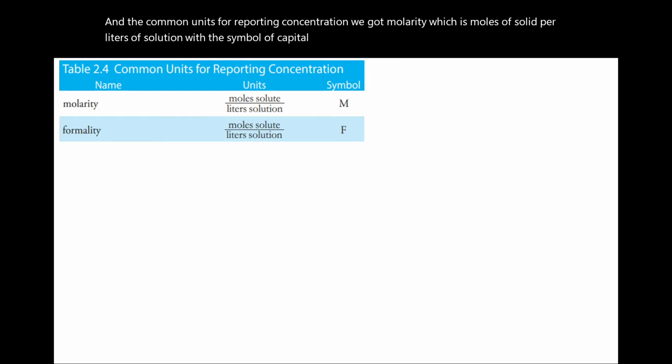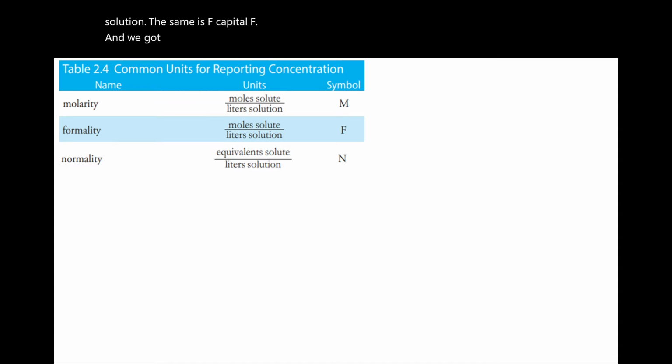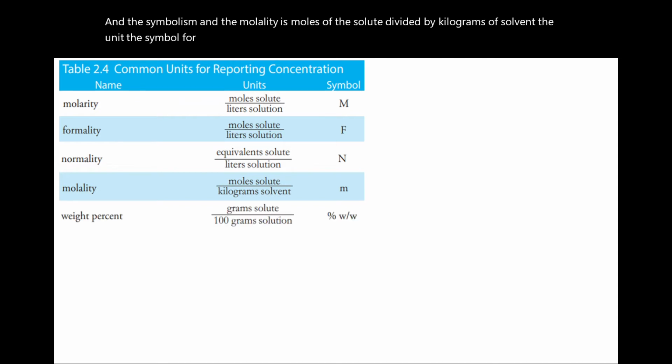Formality has the same unit, moles of solute to liters of solution. The symbol is capital F. We've got normality, equivalents of solute to liters of solution, and the symbol is N. The molality is moles of the solute divided by kilograms of solvent. The symbol for molality is lowercase m.